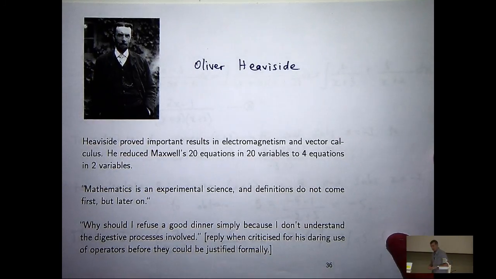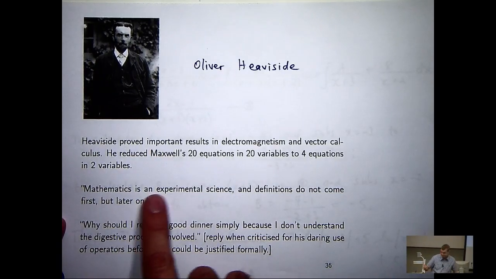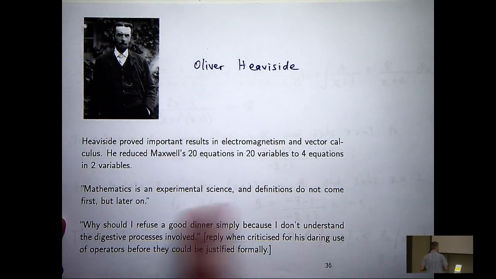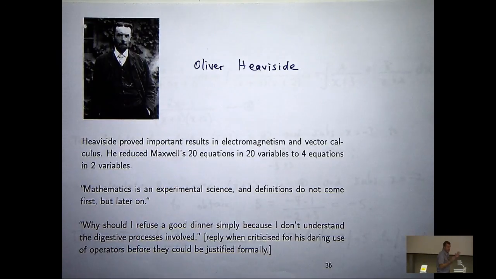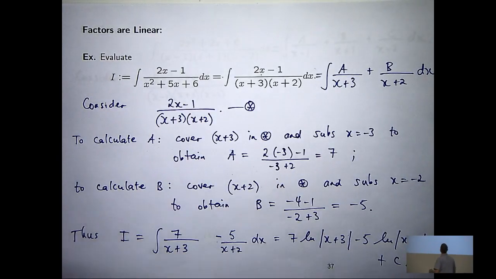So here's Heaviside. I did talk about him a little bit yesterday. Essentially, he claimed that mathematics is an experimental science and definitions do not come first but later on. What he's trying to say there is, play around, experiment, try things first, and then formalise things later. And I would agree with that in maths. That's what a lot of mathematics is.